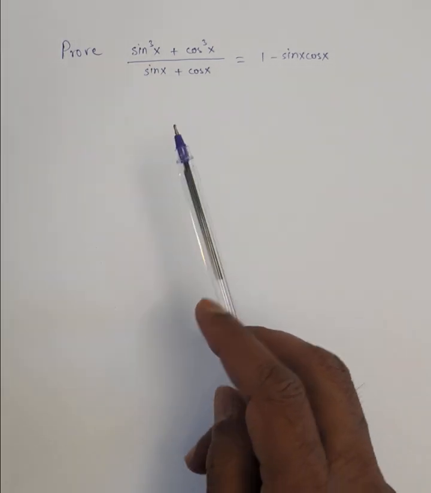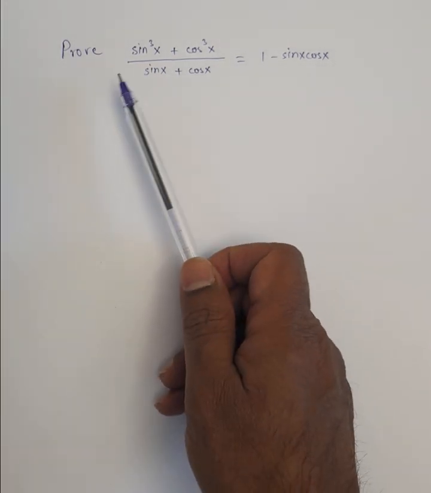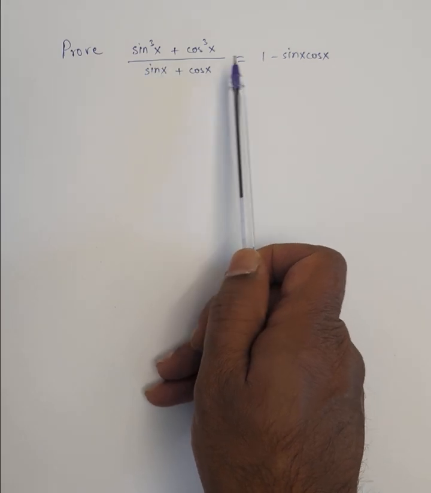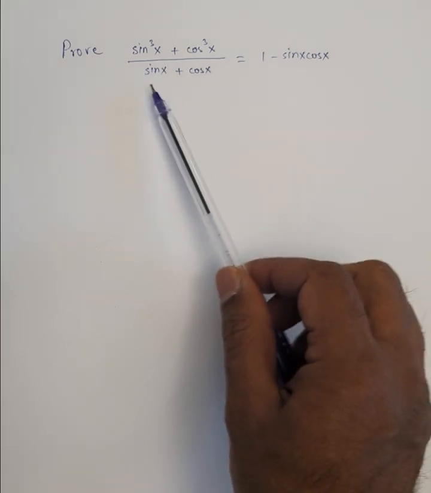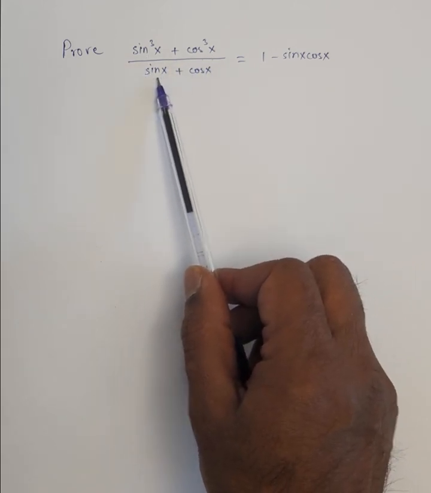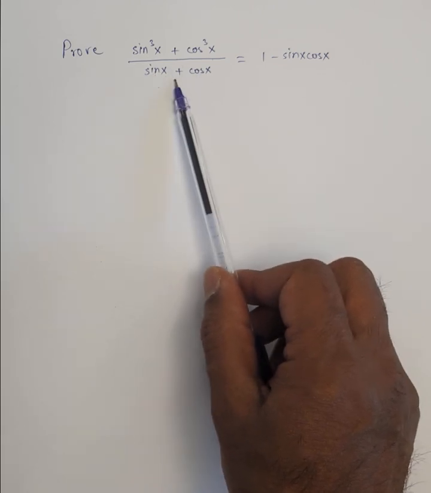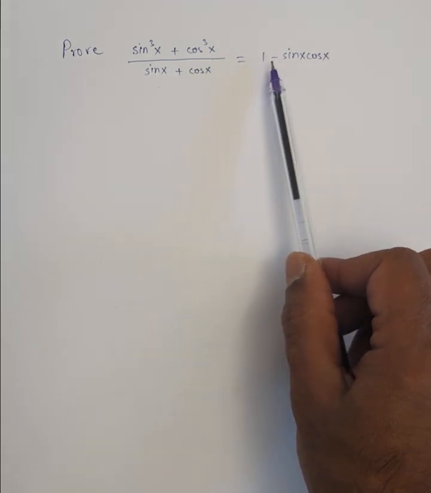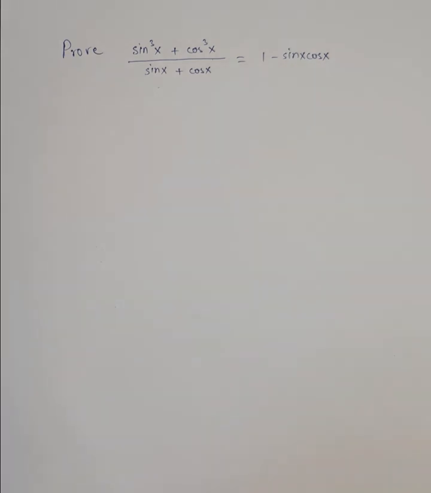Here is a trigonometric identity that we are required to prove. The left side of the equation is a fraction where the numerator is sine cube x plus cos cube x, and the denominator is sine x plus cos x. And the right side is 1 minus sine x cos x.